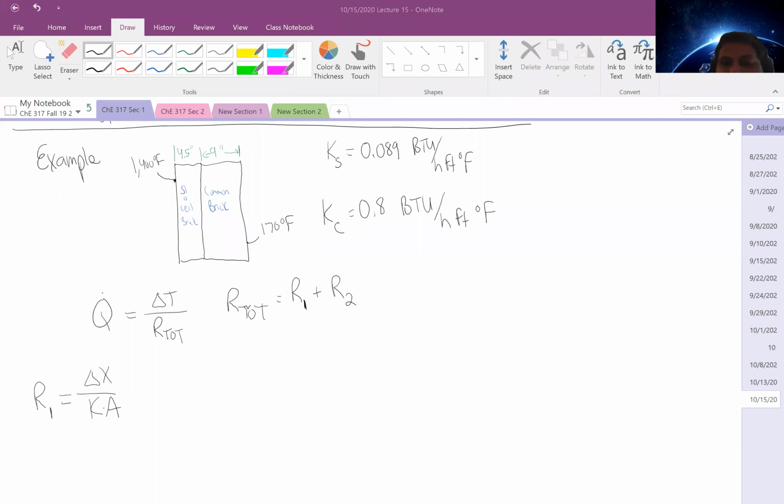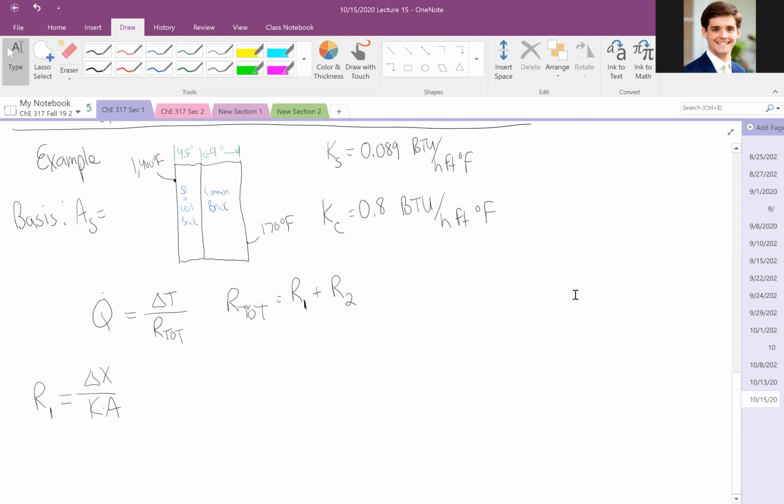Did I say how big this wall was? I did not. So that means we'll have to consider a basis for our area. So what basis would you like to use for our area? One square foot. Yeah, that's always nice. Not always possible. You make a basis of 1 or 100 depending on the problem.